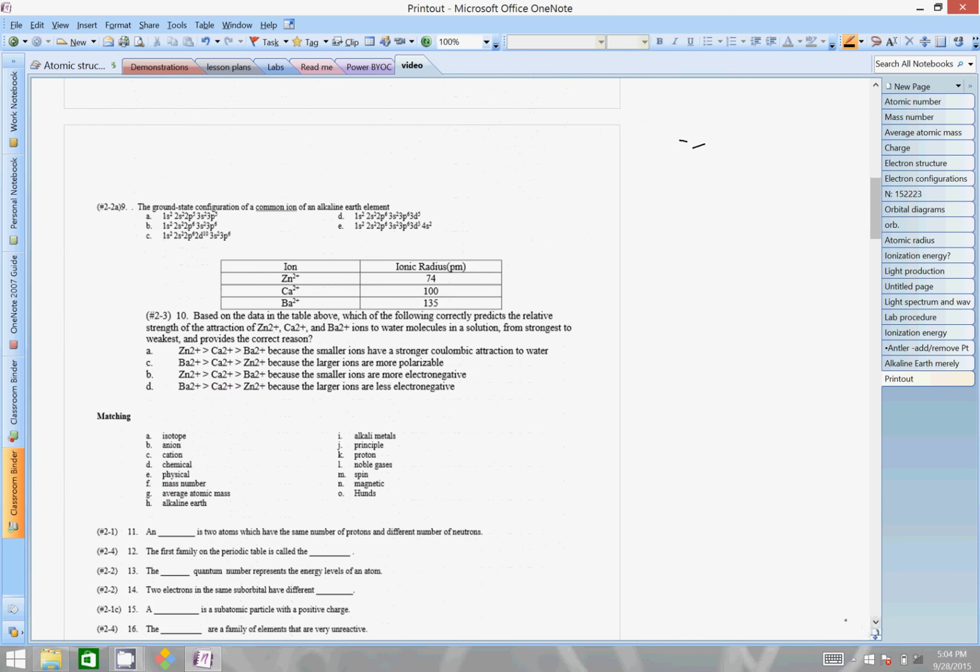All right. Ground state configuration of a common ion. Common ions are ions of an alkaline earth element. On the periodic table, the alkaline earth metals are this second column right here. We do know these form positive 2s. Now, once again, the reason they form positive 2s is so they can return to the same configuration as a noble gas. This is an important concept.